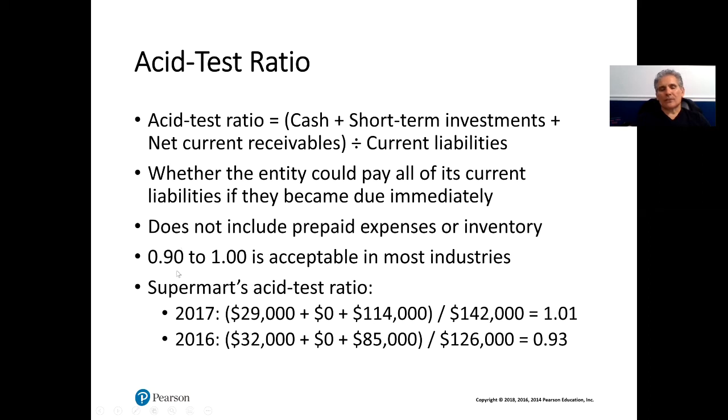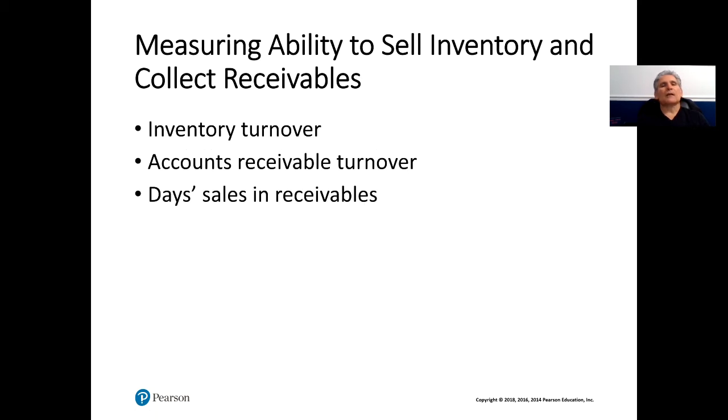What the textbook suggests is anything between 0.9 and 1 is acceptable in most industries. Well, we're at 1.01, so we're pretty good to go. The next section talks about measuring the ability to sell inventory and collect receivables. So the three ratios we're going to look at are inventory turnover, accounts receivable turnover, and days sales in receivables.